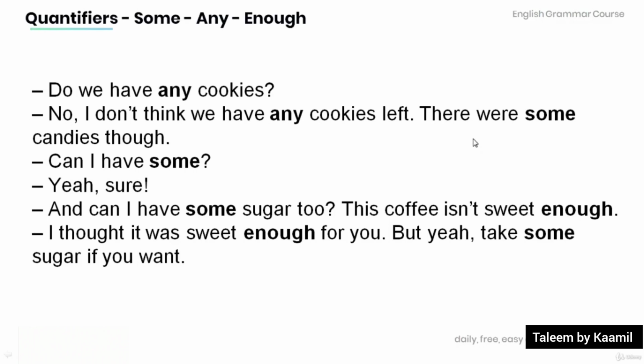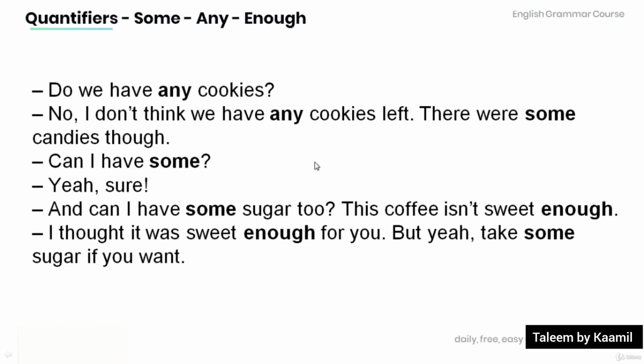Here is a short story using the quantifiers some, any, and enough. Listen as I read so you can see how they are used in real-life conversation. After I'm done, make sure you understand all the grammar and read aloud yourself so that you can work on your own fluency and pronunciation.